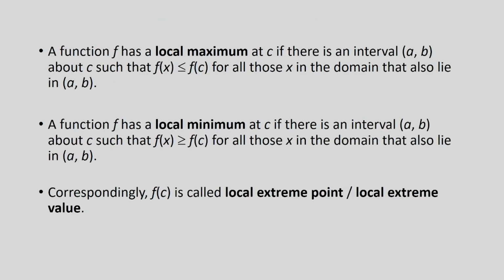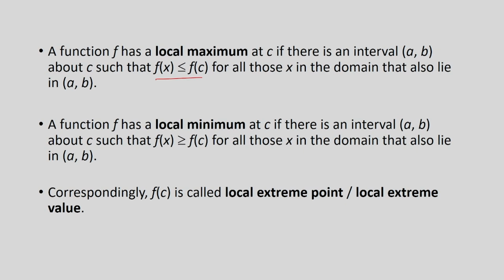a function f has a local maximum at C if there is an interval a to b about C such that f of x is less than or equal to f of C for all those x in the domain that also lie in a to b.